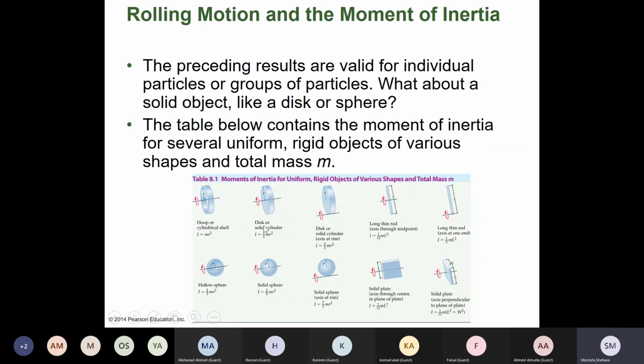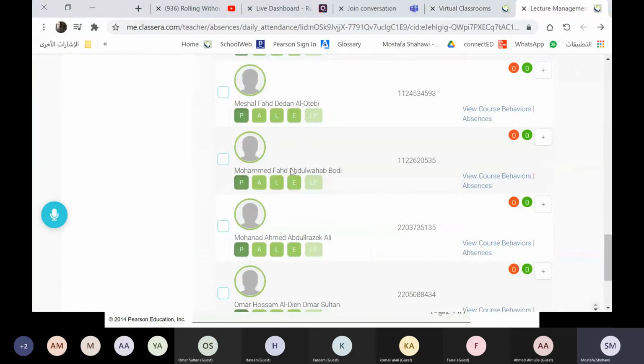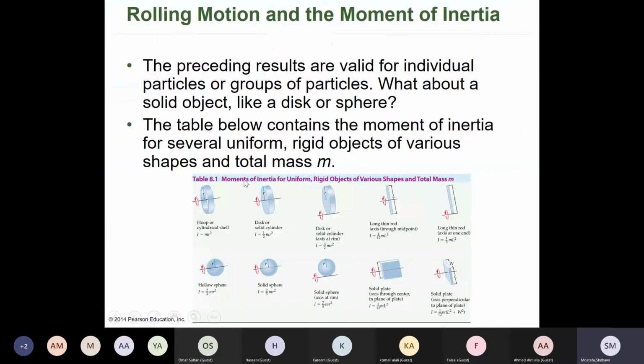So this one, we talked about it yesterday. Let me pick someone to read it. Mishal. Absent. Muhammad Fahd Boudi. No, I'm present, Mr. Okay. Mashal, I want you to answer this question, to read this slide. Which line? This one.